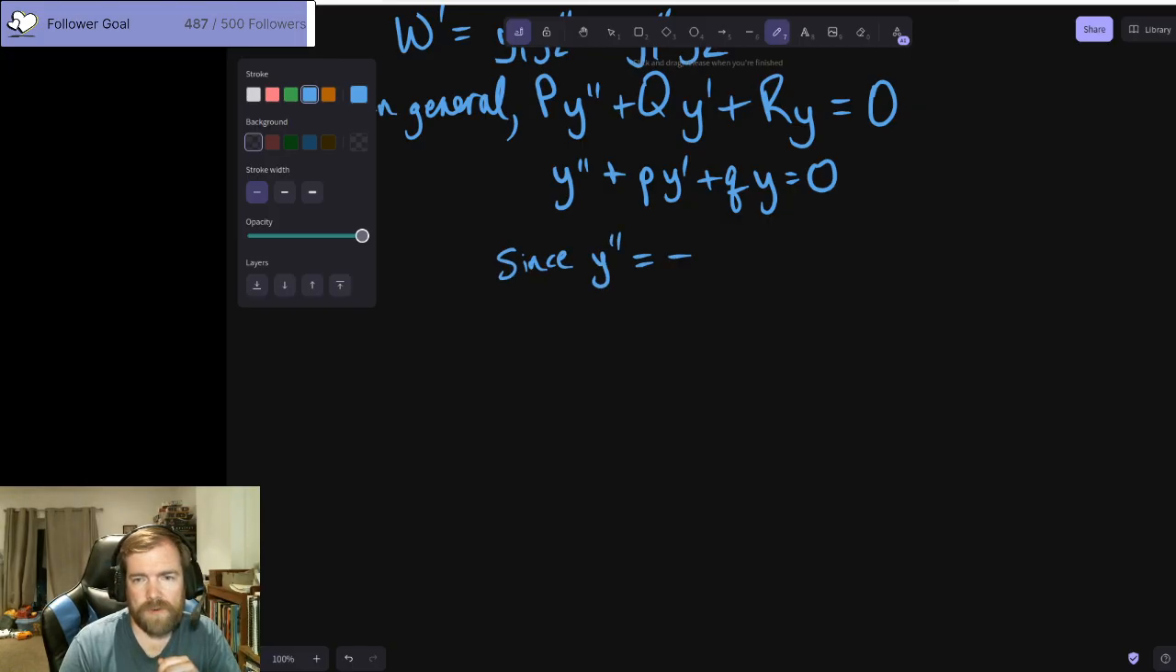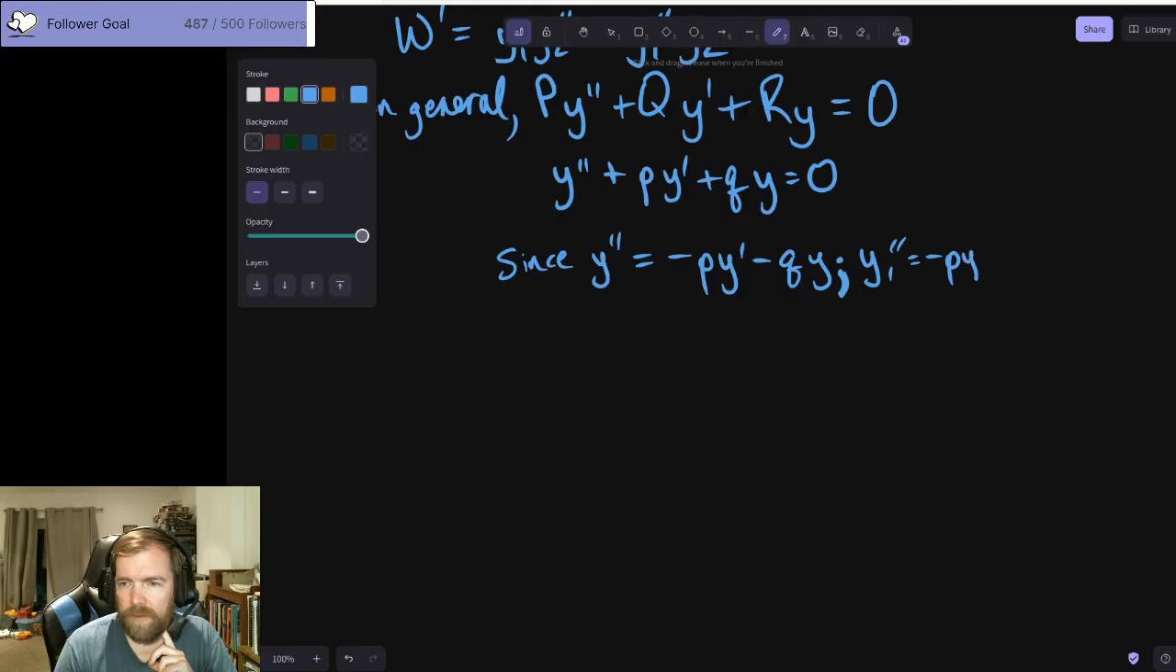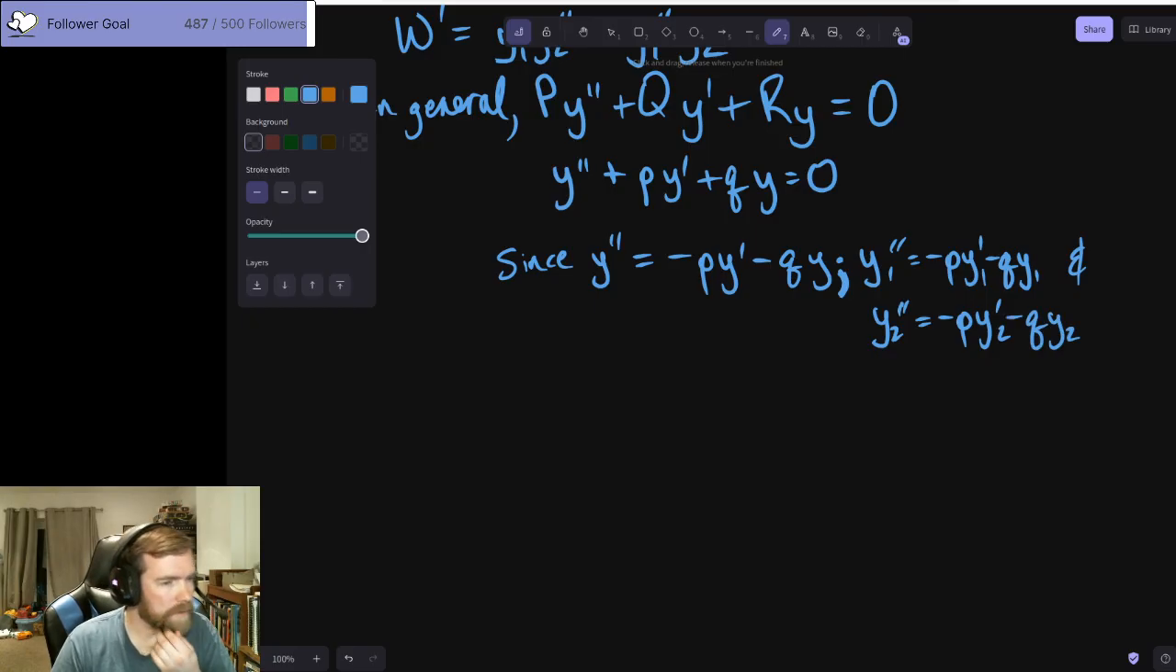Since y double prime is equal to negative p y prime minus q y, we can let that be both, right? y1 double prime is equal to negative p y1 prime minus q y1 in both cases, and y2 double prime is equal to negative p y2 prime minus q y2.